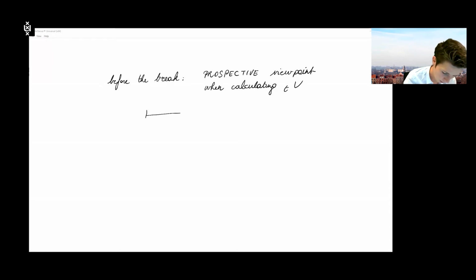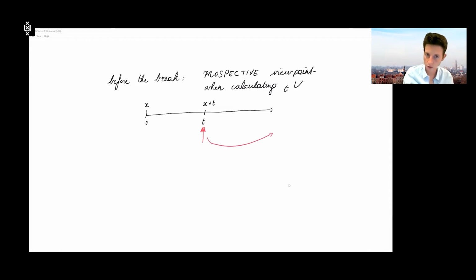Because what I said was we have our timeline, we have a policyholder hx at time 0, and at time point t our policyholder is hx plus t. So when calculating the policy value, we put ourselves at this position and we look into the future. These are our future cash flows, and we value these cash flows at time t. That will give us the policy value. So that's one way of doing it.